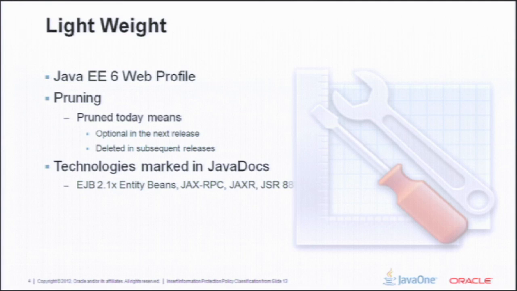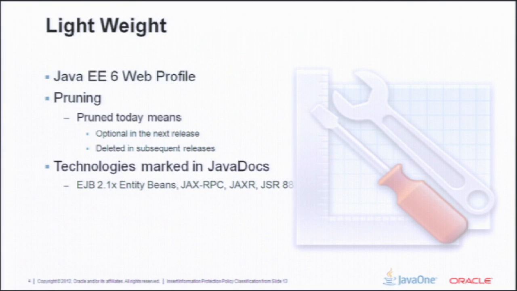But one of the main things about EE 6 is they were really trying to make it more of a lightweight spec. We saw this in a number of different ways. One is bringing in this concept of profiles, and the first profile that they defined was the web profile. They've also gone through and removed a handful of the APIs that were kind of legacy.